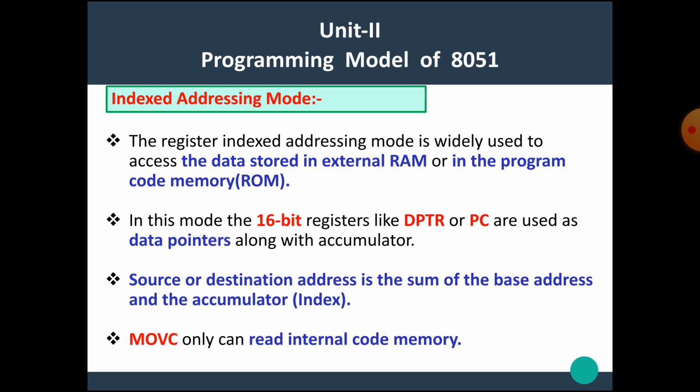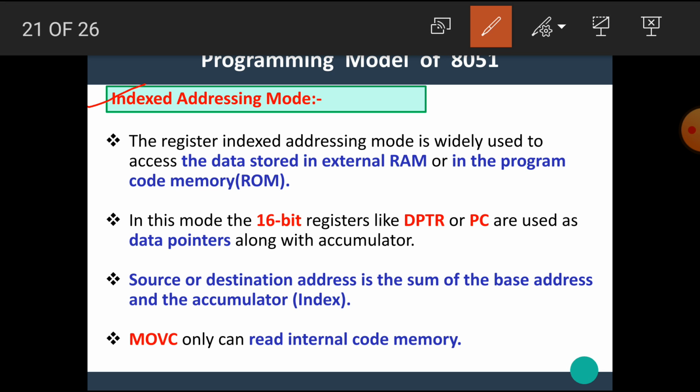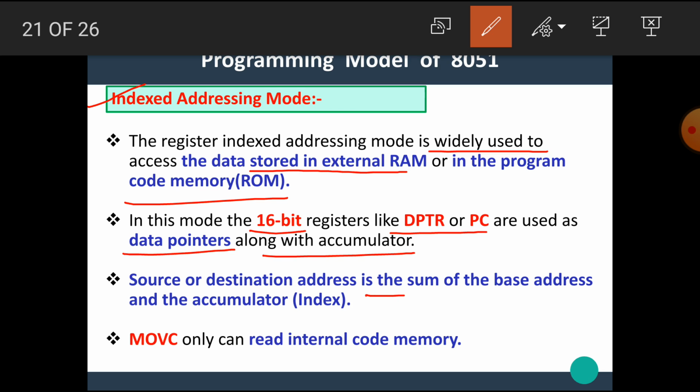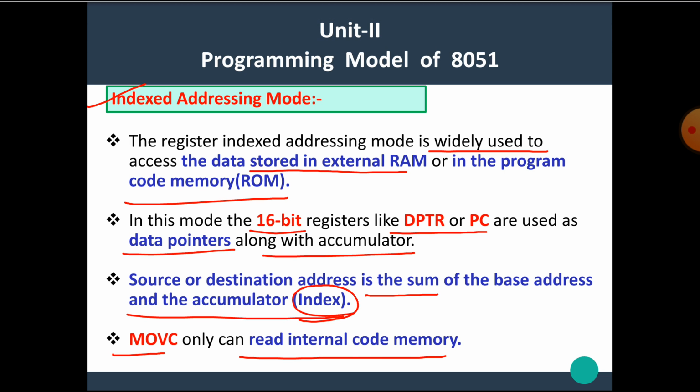The next addressing mode is indexed addressing mode. The register indexed addressing mode is widely used to access the data stored in the external RAM or in the program code memory. In this mode, 16-bit registers like DPTR or PC are used as data pointers along with the accumulator. Source or destination address is the sum of the base address and the accumulator, and this sum is referred to as the index. The MOVC can only read the internal code memory.